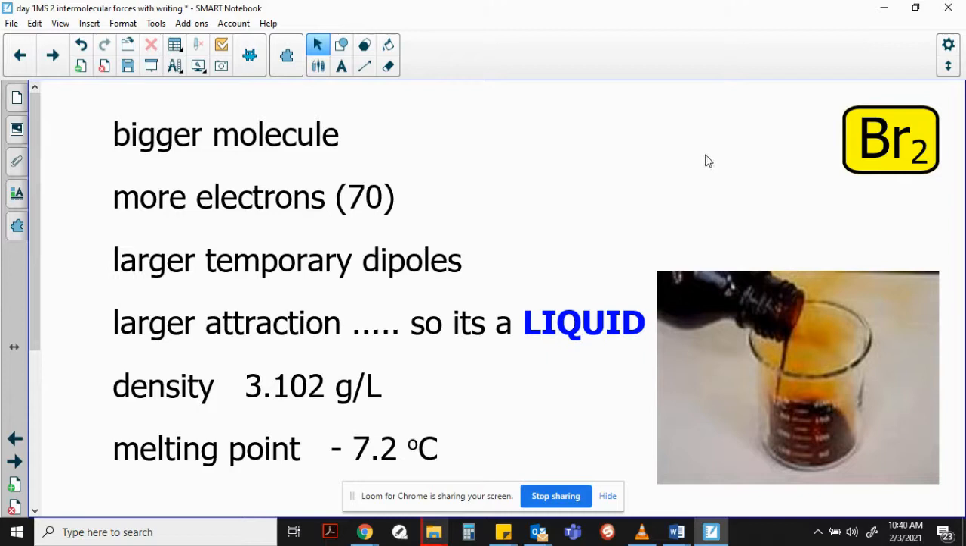If we move on further to our bromine, again, a larger attraction, so it's going to be a liquid here. The melting point is negative 7.2 degrees Celsius. Again, our density is significantly higher, and that's because we have more electrons. It's a bigger molecule, and then we've got larger temporary dipoles that are forming. Okay, more electrons there, the larger the dipole that can happen.